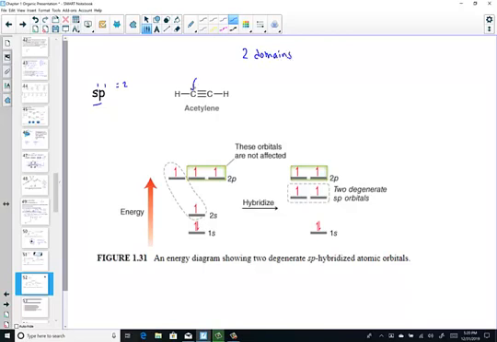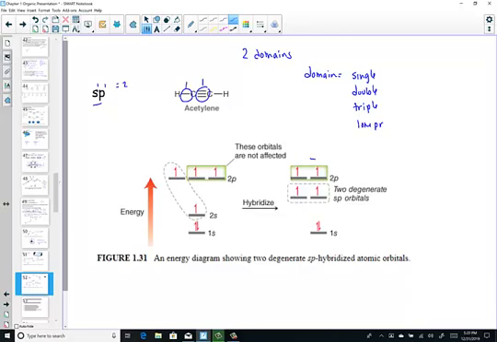Notice this carbon in acetylene, it has 1, 2 domains. When I say the word domain, it could be a single bond, a double bond, a triple bond, or a lone pair. All of those count as a single domain. So even though acetylene has a triple bond, it still counts as one domain. Here is a single bond, still counts as one domain.